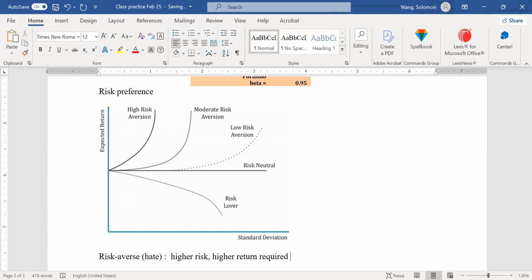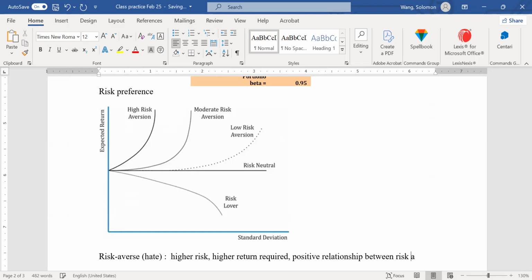Okay, that happens everywhere, right? You know, the stock market is riskier than the bond market, so the investors in this country require higher return from stocks than bonds. And the small stocks are riskier than average stocks or big stocks. Then we will require higher return from the small stocks than the big stocks. Okay, so you can see there is a positive relationship between risk and return.